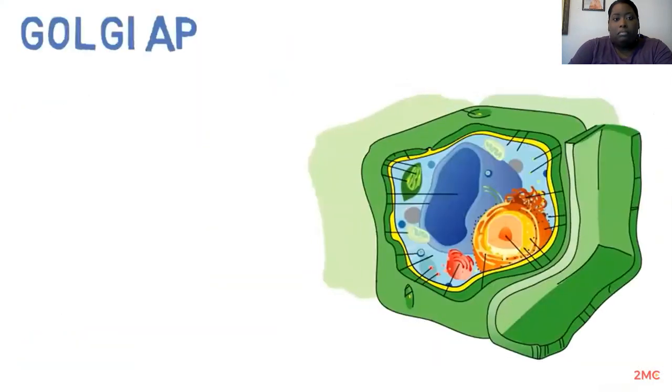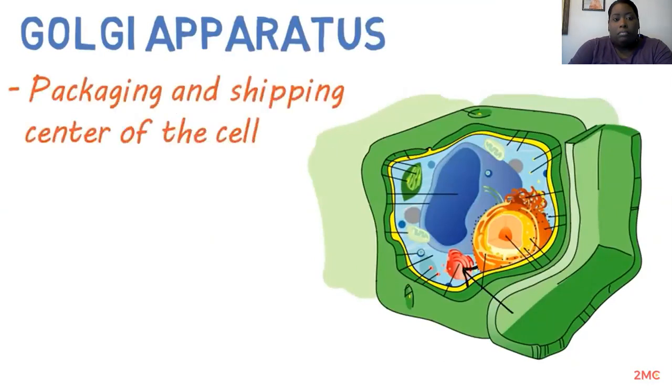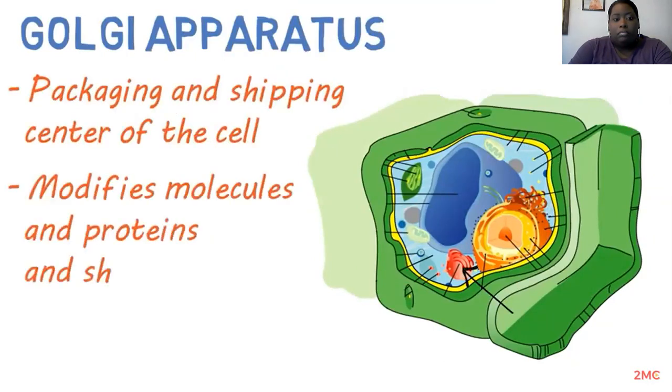The Golgi apparatus, or Golgi body, is the packaging center of the cell. It modifies molecules and proteins produced by the cell and sends them in vesicles to be shipped out of the cell.